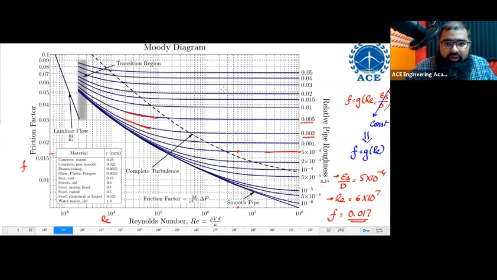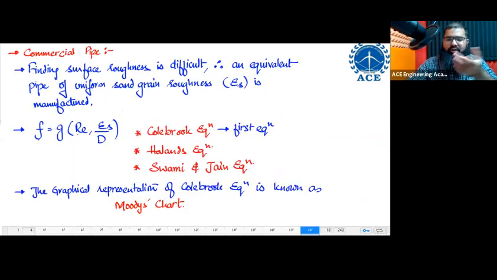I hope the concept of Moody's diagram is clear to all of you. First go along the constant value of epsilon upon d, then the friction factor. See where the two merge, and correspondingly see what the vertical position is. You'll get the value of friction factor. Clear, I hope. So this is the concept of Moody's diagram. You will find many Moody's charts on YouTube and Google images.